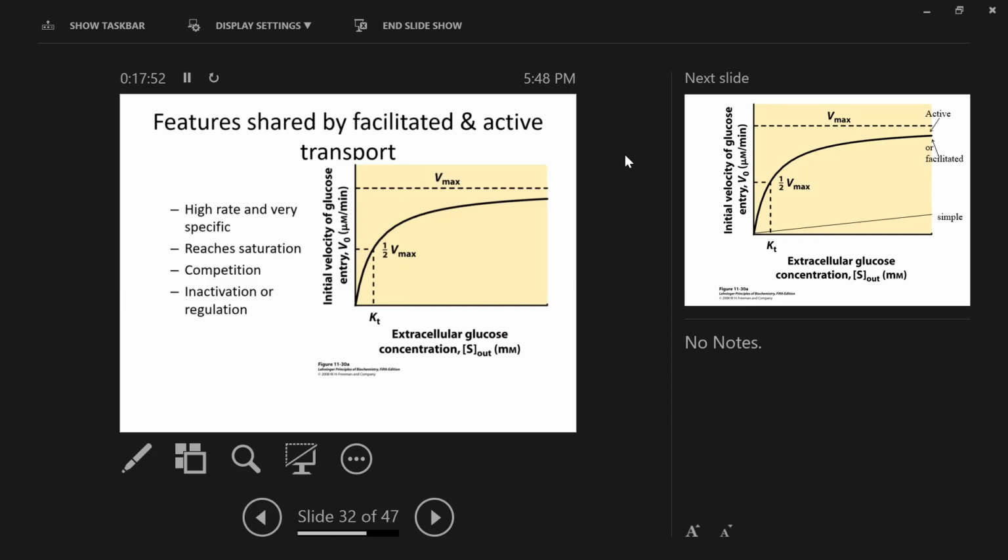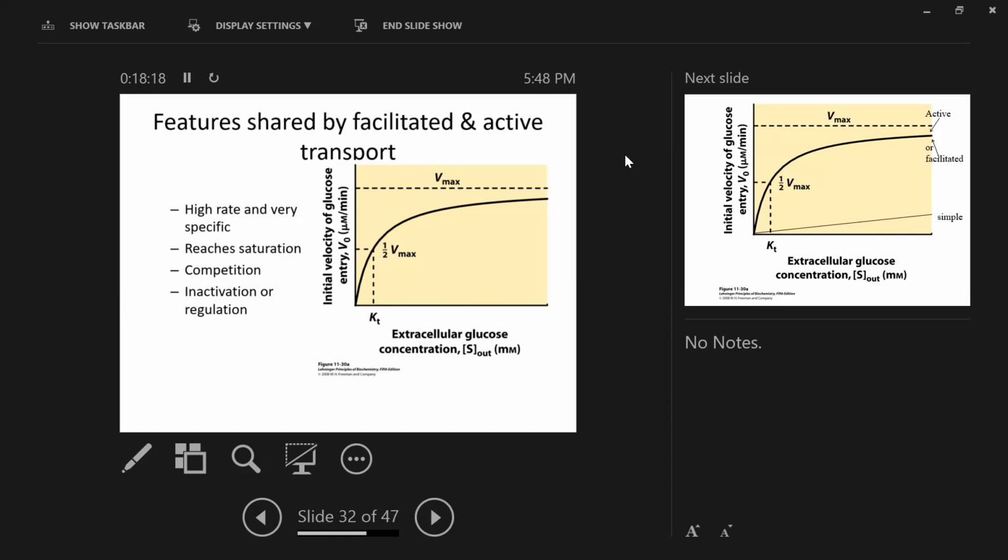So if transport looks like this, whether it's active or facilitated, that means we can have competition, which is good. Sometimes we need to slow down transport if we have too much of a particular molecule in the cell. We don't want any more. So it can have competitive inhibition where the Vmax will stay the same, but the Km will increase because you need more substrate to get in, to compete with the inhibitor.